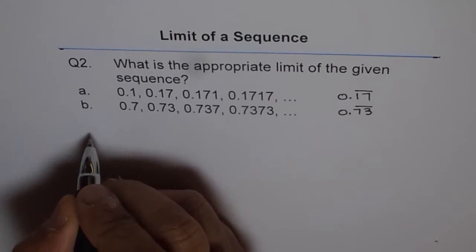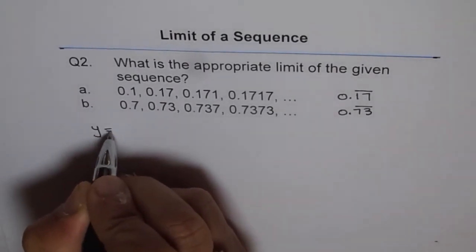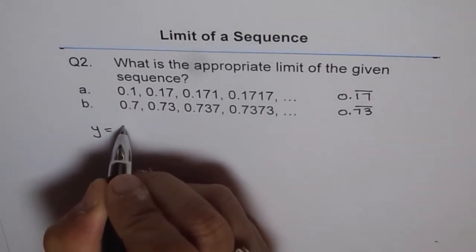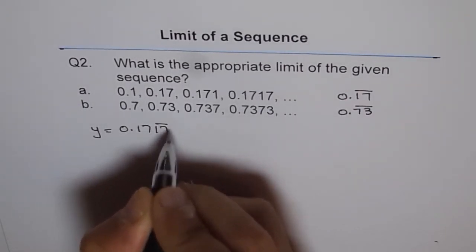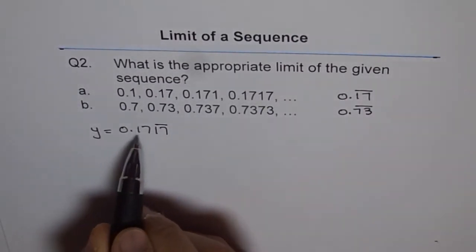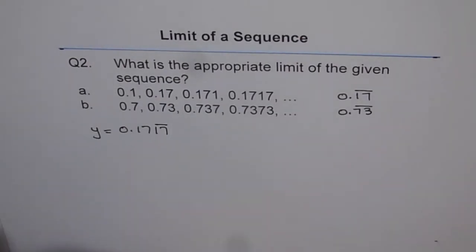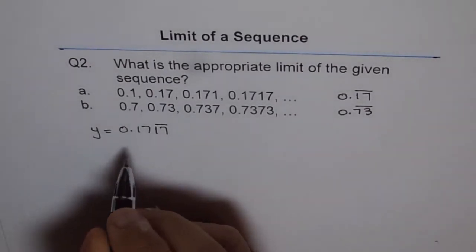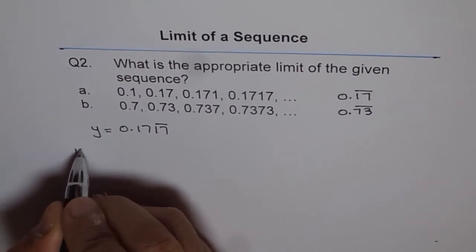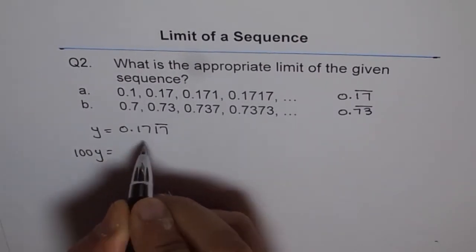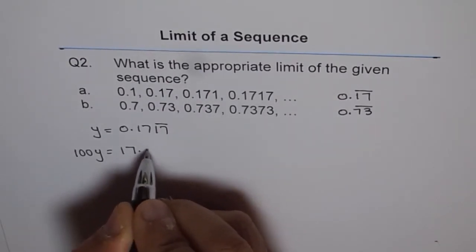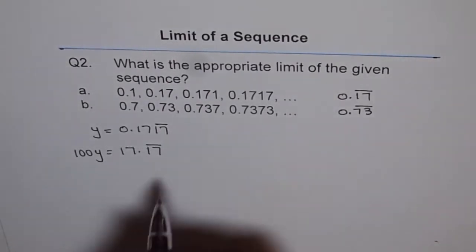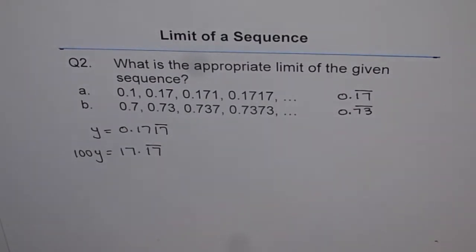So let's try to do some math here. Let y equal 0.1717 and so on, where 17 is repeating, so I'm just writing it like this. So 17 repeats. Now, what is 100y equal to? 100y will be equal to, this decimal will move two places, right? So we get 17.17 repeating, 1717 and so on, correct?